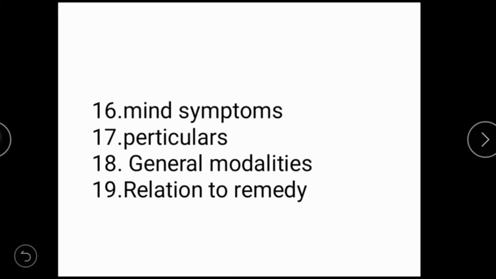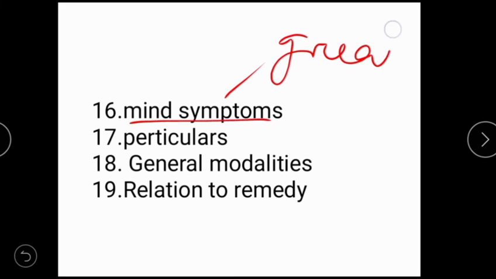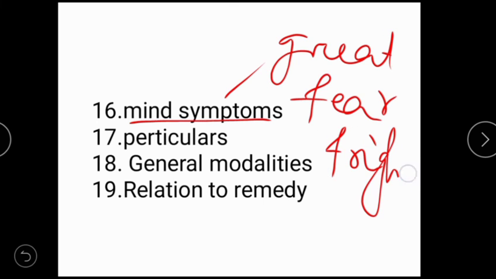Then mind symptoms, meaning what is in the mind. Such as in aconite they have great fear and anxiety, great fear and fright is the main symptom of aconite. That is the mind symptom. Then particular. Particular means the region in which the disease appears most, such as if some drug acts from head to foot, that is the particular symptom.